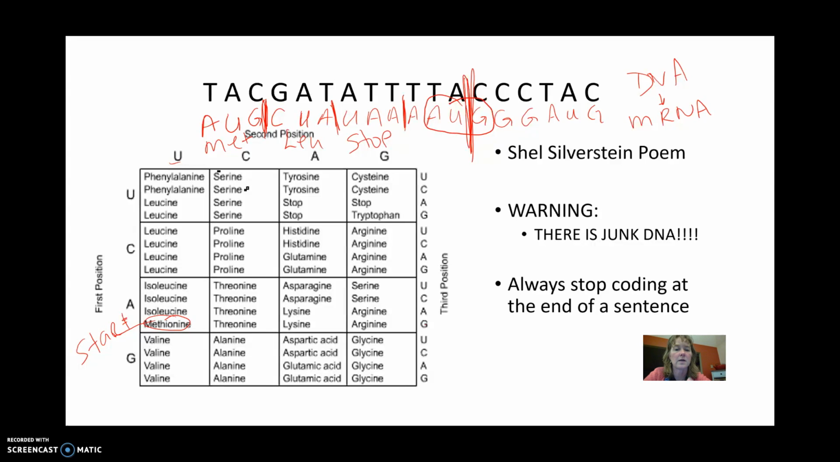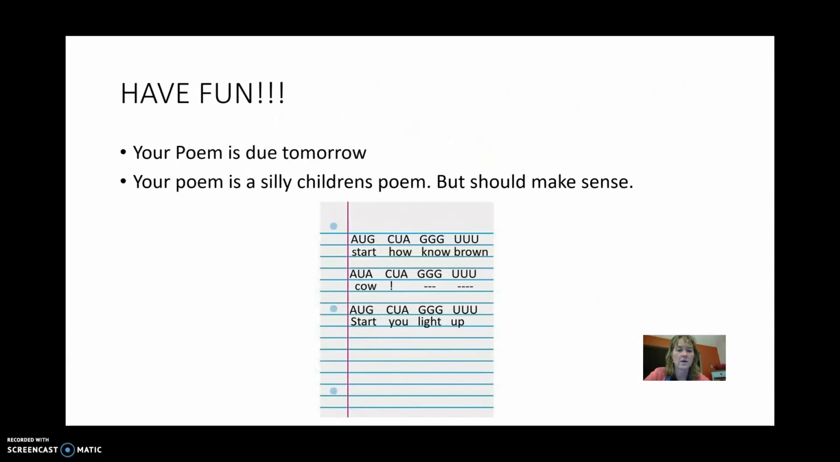So again, every time you go through, you want to make sure that you're sectioning off the information in groups of 3. So here I have AAU, nothing gets coded there. I have GGG, nothing gets coded there. AUG is my start codon, so I will start. Again, we're never going to start until we get to a start codon. Okay, so we're going to have fun.